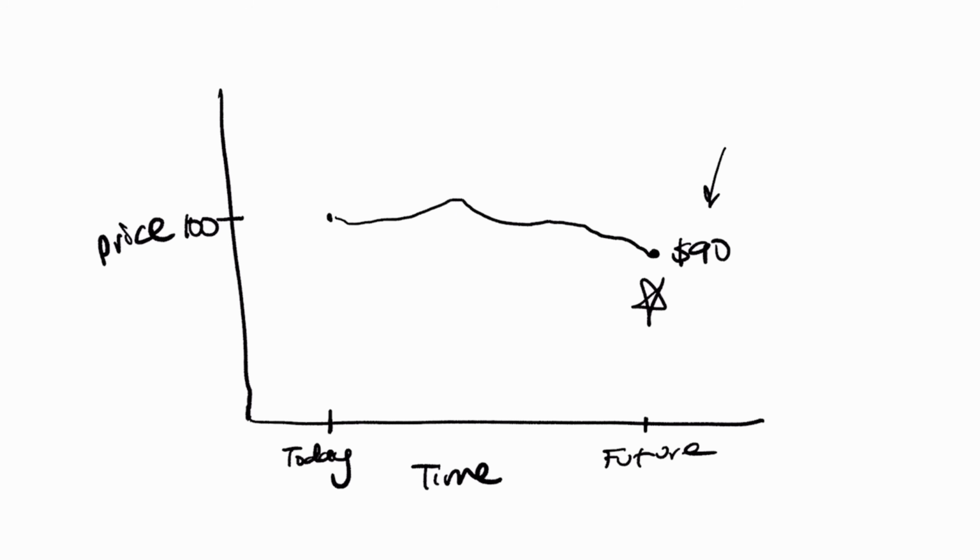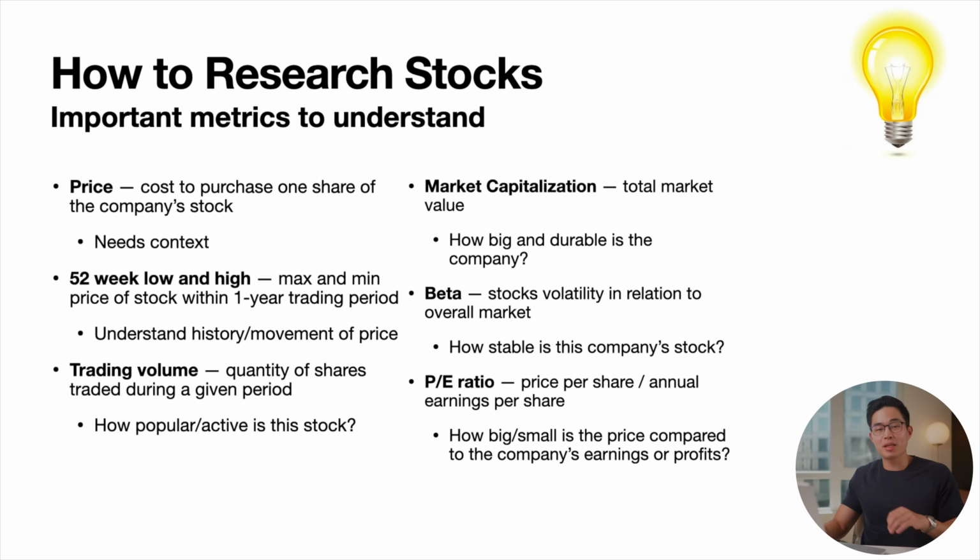Now let's talk about how to research stocks, right? So these are going to be the most important metrics for you guys to understand. First is the price. This is the price you see on all of these platforms, and it's the cost to purchase one share of the company's stock. I will say that this does need context because you do need to know how many shares there are in total. Just because one share of one company is, say, $10 and one share of another company is $100 doesn't mean that the $10 stock is undervalued or a better buy.